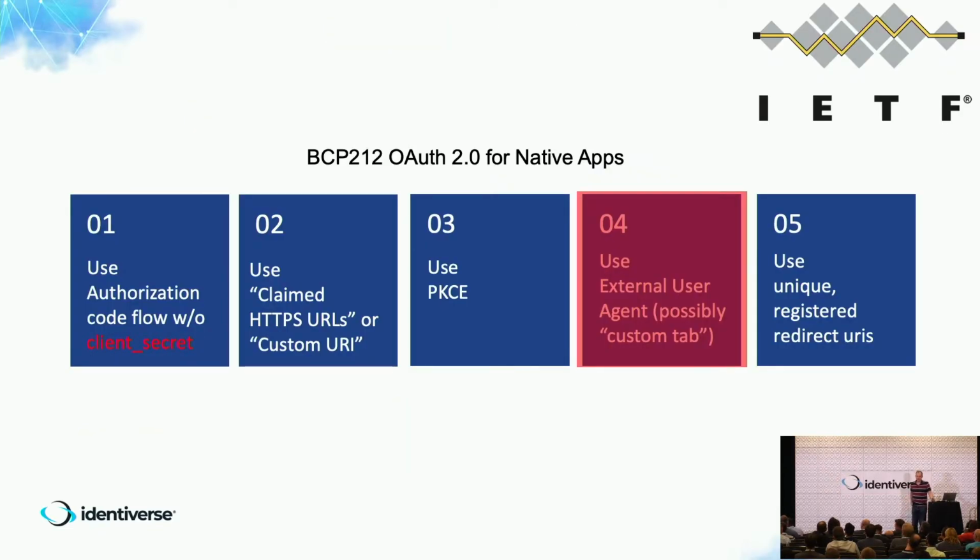So the next recommendation from the BCP is that you use an external user agent. I appreciate at this point I'm just reeling off a whole load of stuff, but this is kind of setting up the context for the apps that then don't do these things. So the recommendation from the BCP is you use an external user agent, which on iOS would be something like an SFSafariViewController.